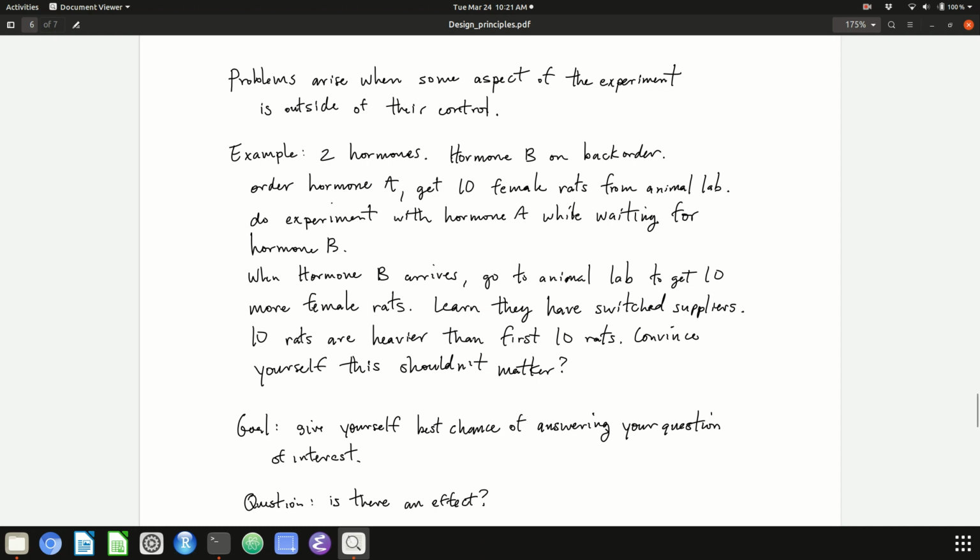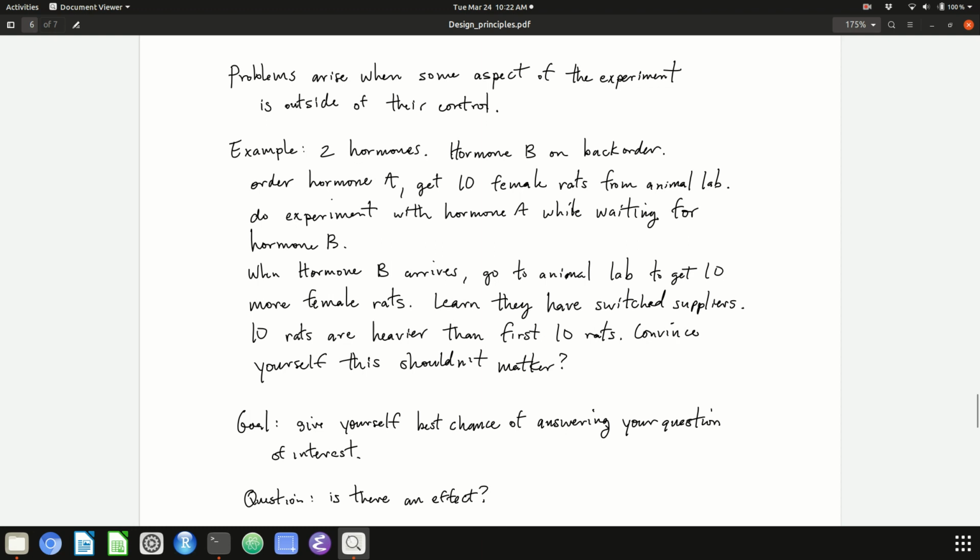But once you get there, you learn that they've switched suppliers, and the 10 rats that they give you are heavier than the 10 rats that they gave you the first time. So what do you do? I guess the only thing you really can do is try to convince yourself that the weight shouldn't matter. You could try to control for weight in the experiment, but then you would also have to worry about whether there are other aspects of these new rats from the new supplier that make them healthier or less healthy.